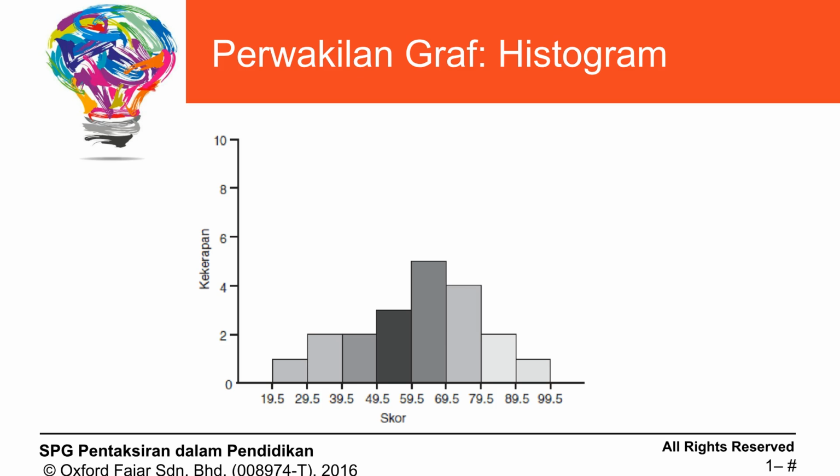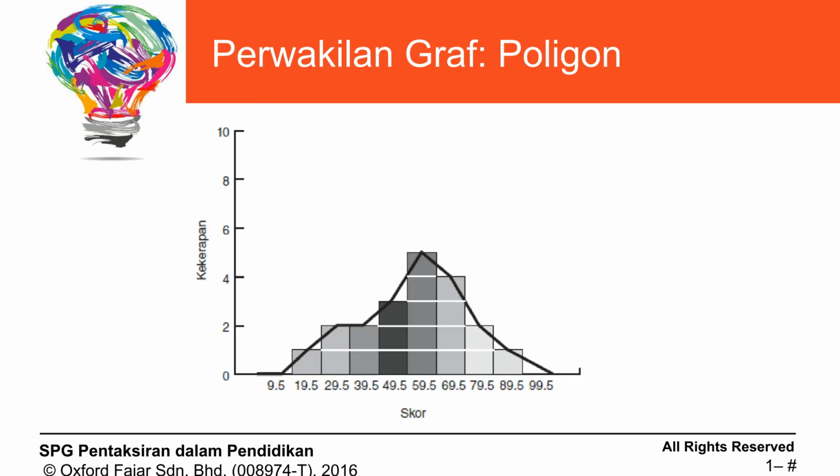The histogram is a graphical representation of the frequency distribution using adjacent bars. The horizontal axis represents the score or mark, and the vertical axis represents the frequency. A frequency polygon is a line graph connecting the midpoints of the tops of the bars in a histogram. It illustrates the distribution shape.